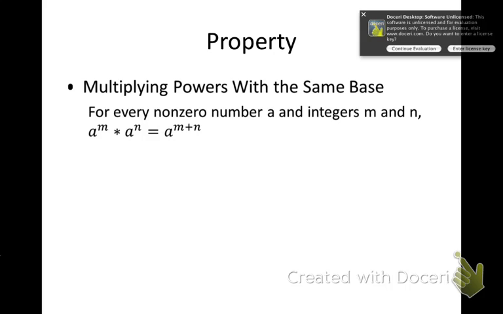Next one here. Multiplying powers with the same base. For every non-zero number a and integers m and n, the shortcut here is that when you're multiplying exponents and they have the same base, you add the exponents. Now, I say this is the shortcut because you can always go through the long way, just by understanding what an exponent is.